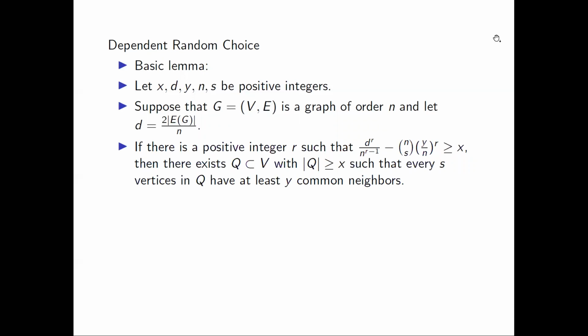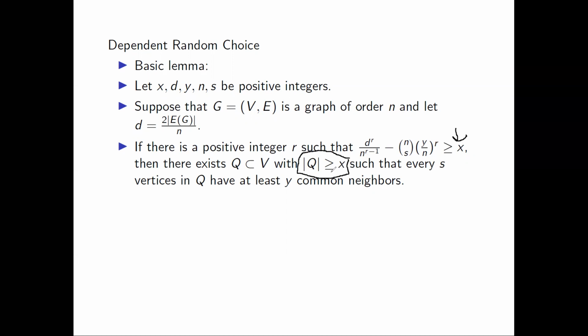And here's the claim of the lemma. If there is a positive integer r such that d to the r over n to the r minus 1 minus n choose s times y over n to the r is greater than or equal to x, then there exists some subset Q of the vertices V for which Q has cardinality at least x. So the x we see here, for which Q has cardinality at least x, it's the same x we see over here in this inequality.